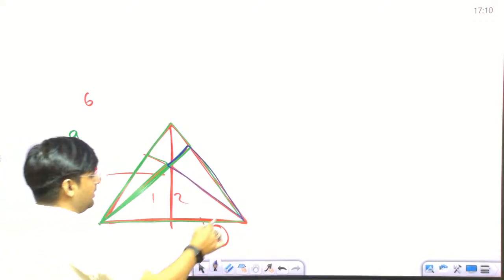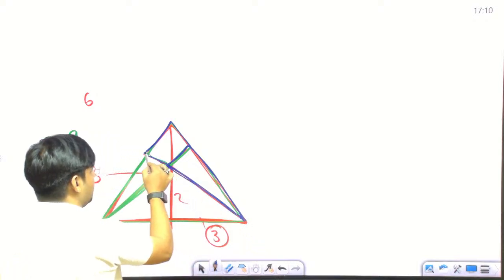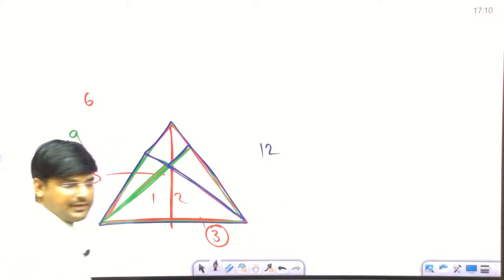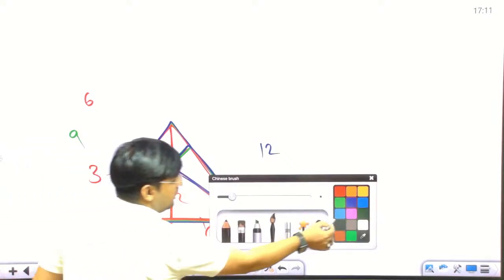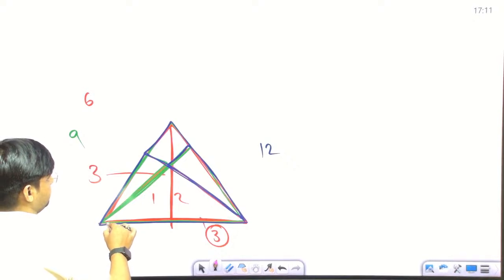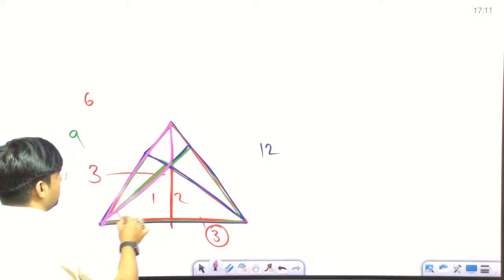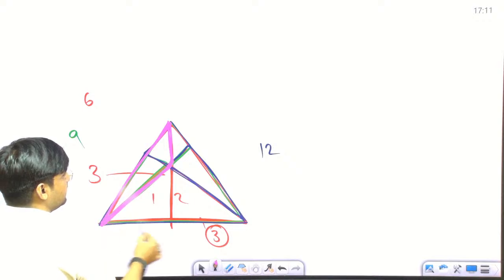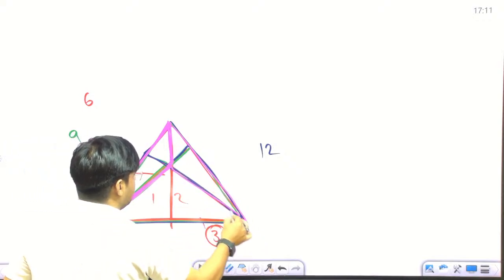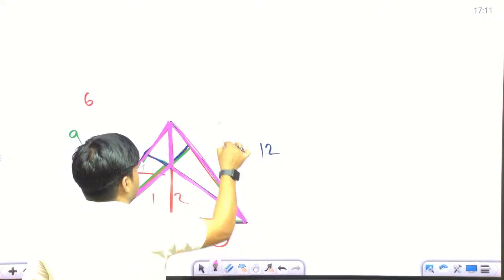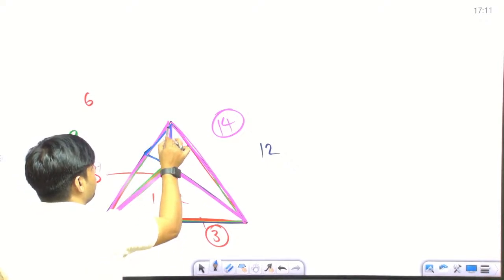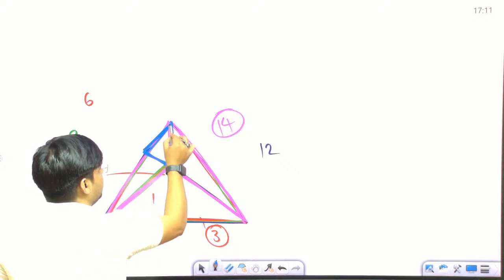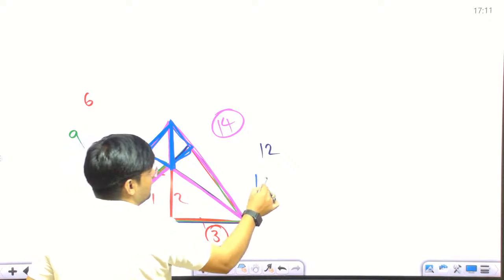10, 11, 12. Got 12 triangles. Then 13, and 14, 15 and 16. Clear?